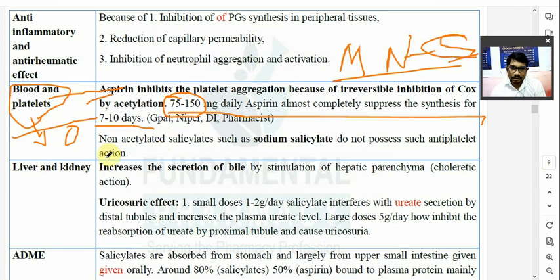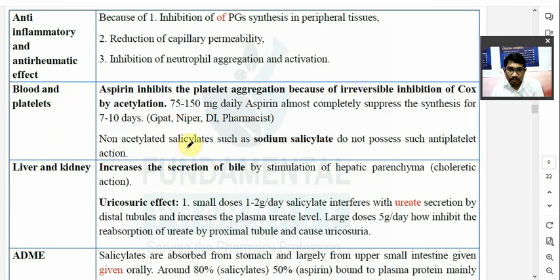Okay? Remember this. Non-acetylated salicylates such as sodium salicylate do not have any antiplatelet effect. Methyl salicylate and sodium salicylate are not antiplatelet. Only acetyl salicylic acid is an antiplatelet. Remember this. And remember, it is an irreversible inhibitor of COX. A question has come on this too. What is the normal dose? What is the dose responsible for the inhibition of platelets? 75 to 150 milligram. Questions on this have come many times.